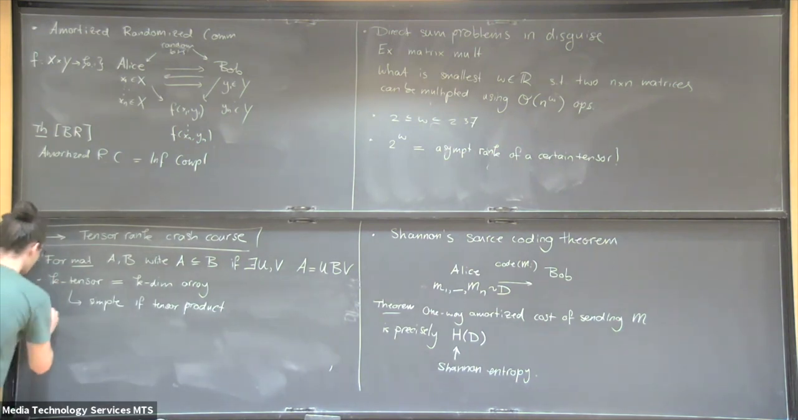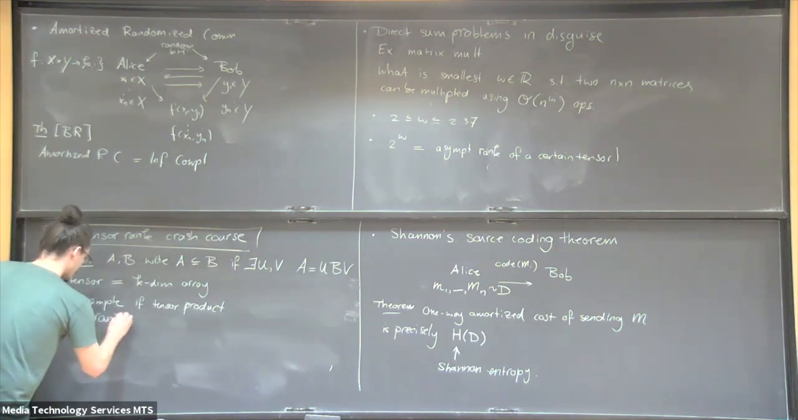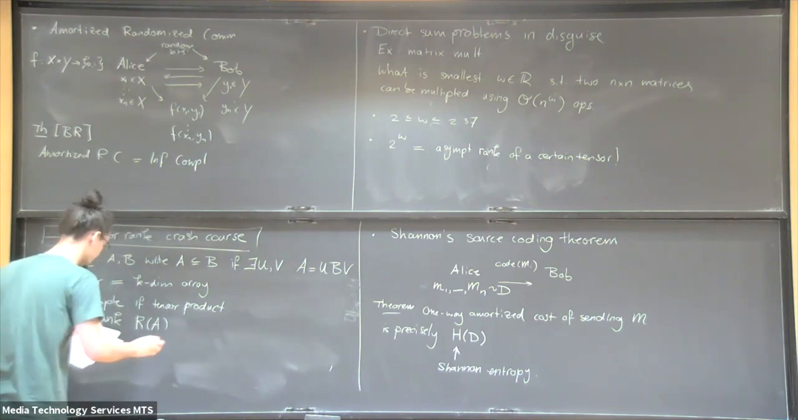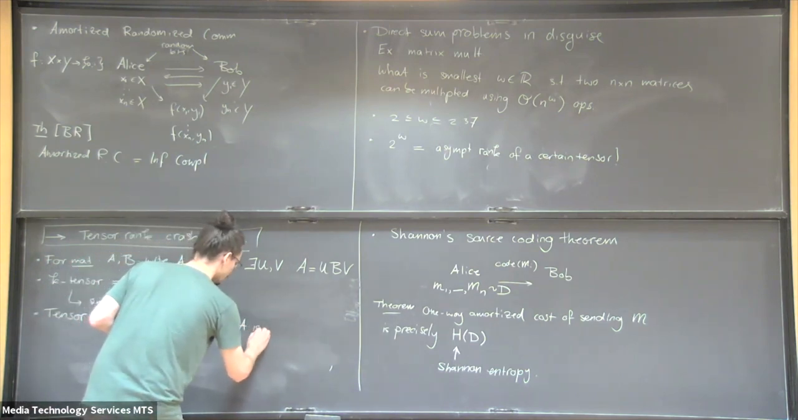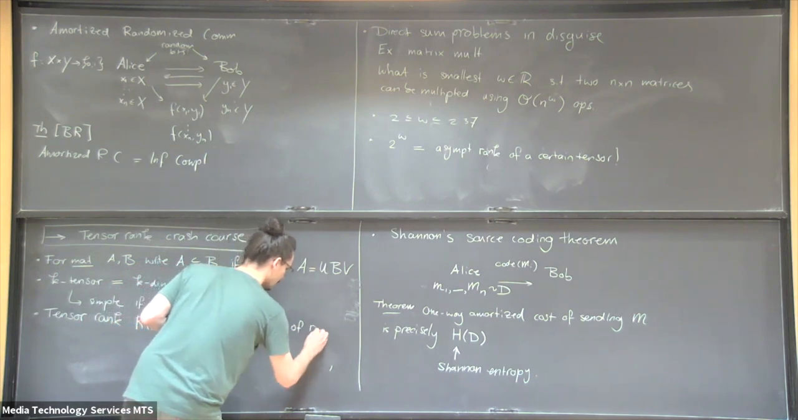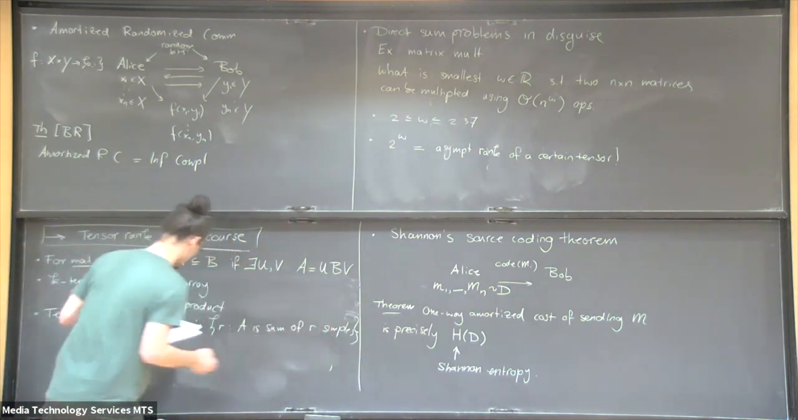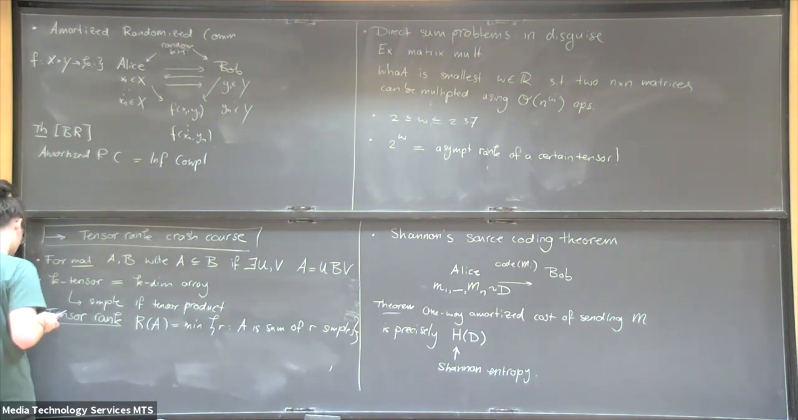So for matrices, it's just a rank one matrix. The tensor rank of a K-tensor A, denoted R of A, is the smallest number R such that A is a sum of R simple tensors. So simple generalizes rank one: a rank one tensor is a tensor product, or outer product some people would say, of K vectors. That's the tensor rank. Hard to compute, but a very important parameter.